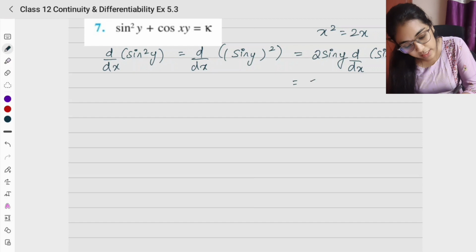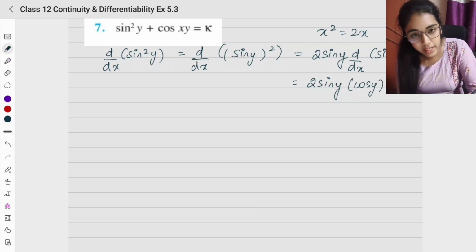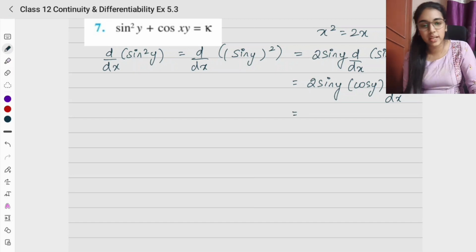Now what is the next step? 2 sin y times, what is the derivative of sin? It is going to be cos. So, cos y times, I have a y. It is not x. So, it is going to be dy divided by dx. So, I have 2 sin y cos y.